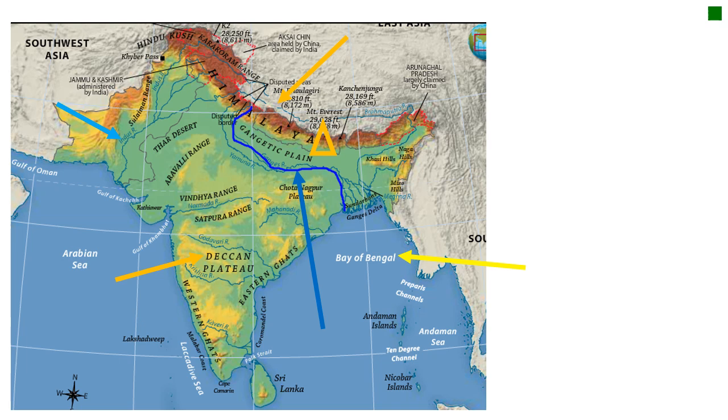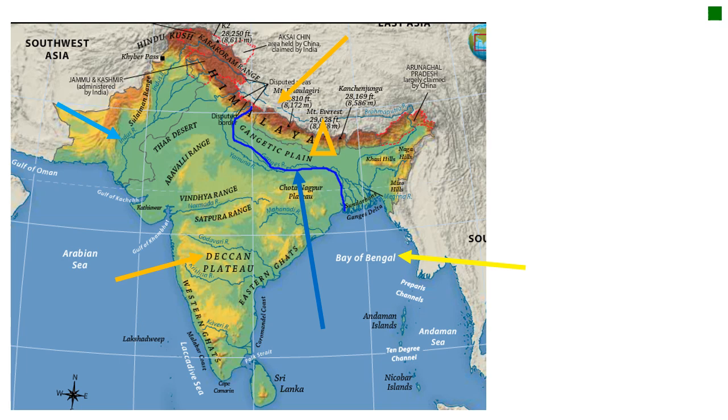We have the Indus River to the west, and we have the Ganges River on the northeast. Now the Ganges River rises in the Himalayas and eventually empties out into the Bay of Bengal. It drains about a fourth of the territory of India, and its basin supports hundreds of millions of people.